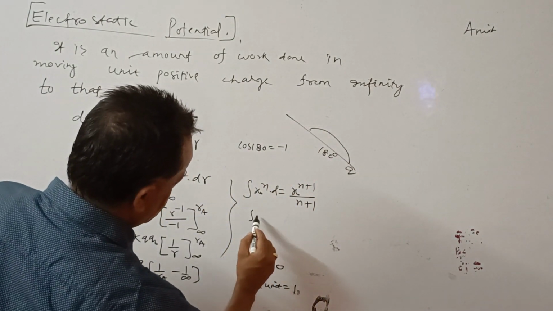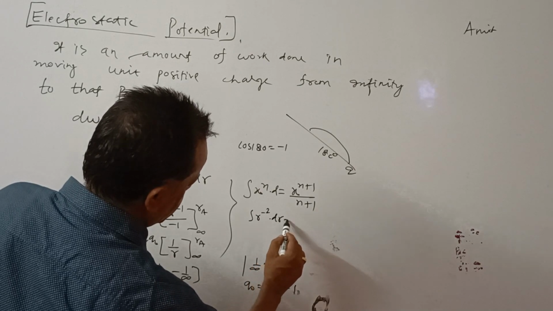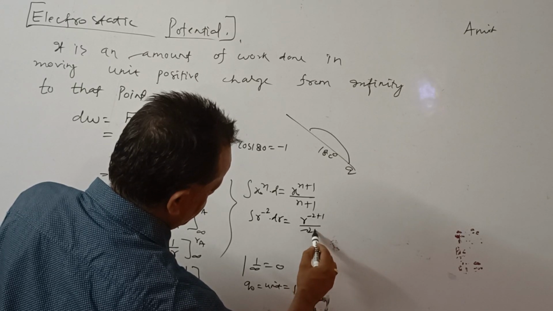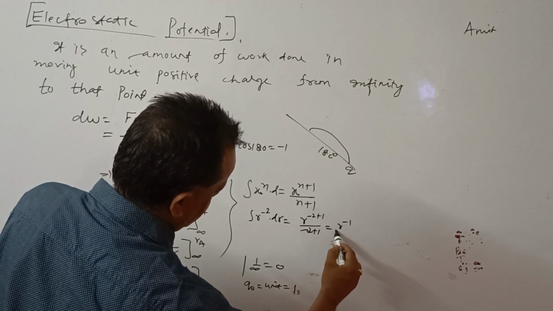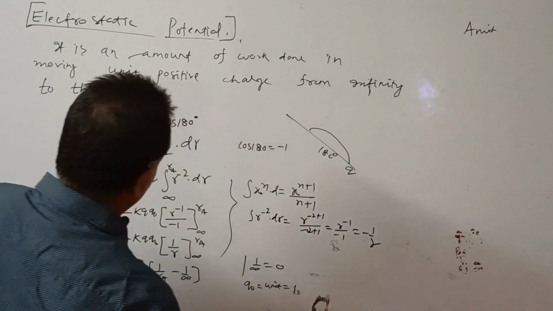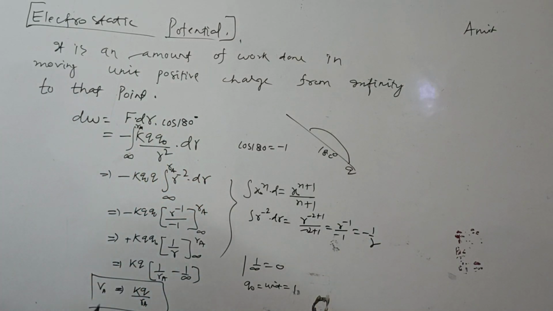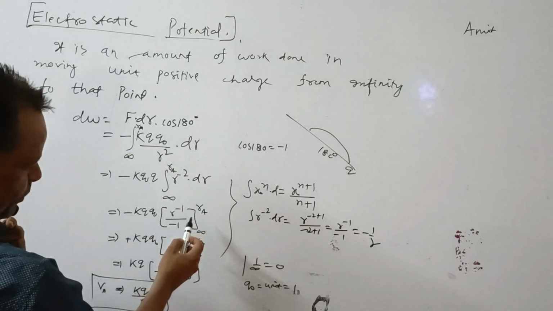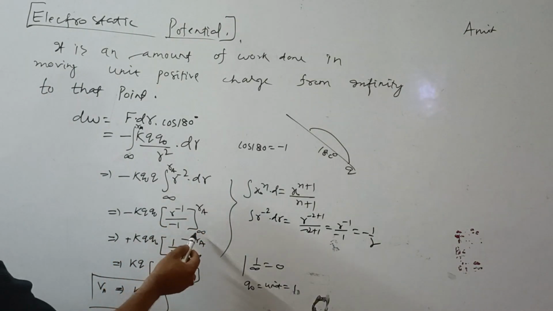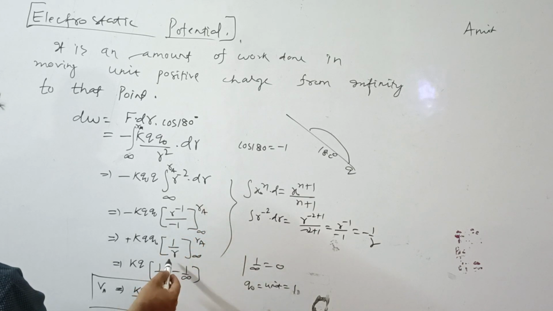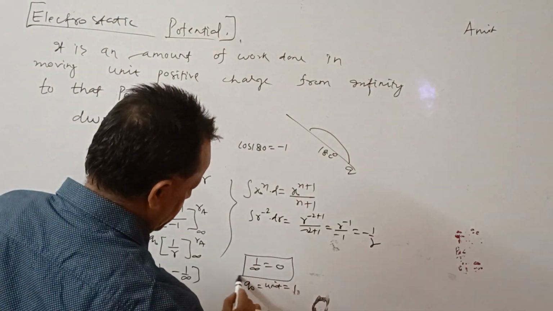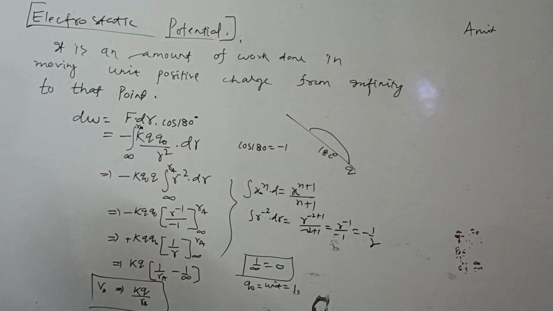So see what happens. It is coming out to be R to the power minus 2 plus 1 upon minus 2 plus 1, that is R to the power minus 1 upon minus 1, that is minus 1 by R, which we have placed over here. We are using the definite integral, upper limit minus lower limit. This is KQ, upper limit is Ra and lower limit is infinity. 1 by infinity is coming out to be 0, and we are left with potential, that is KQ by Ra.